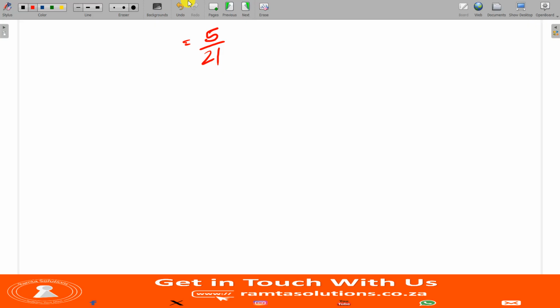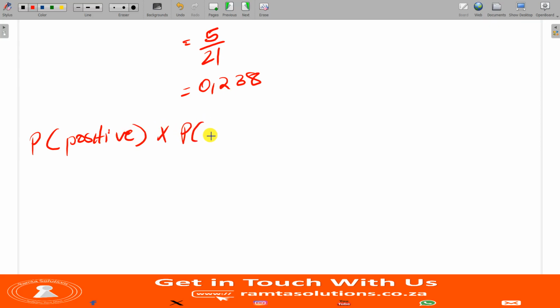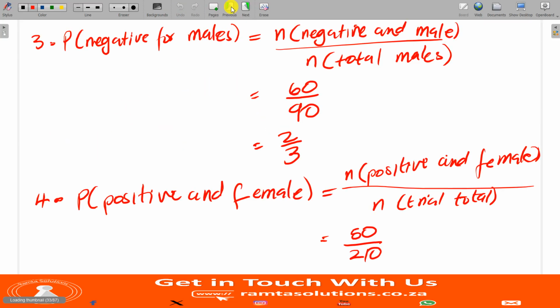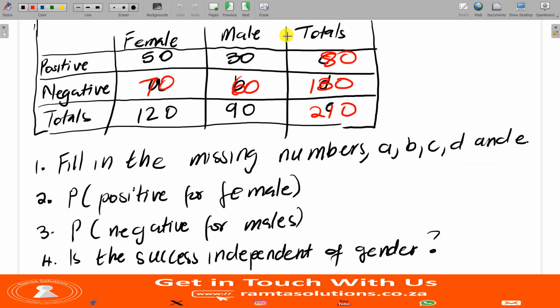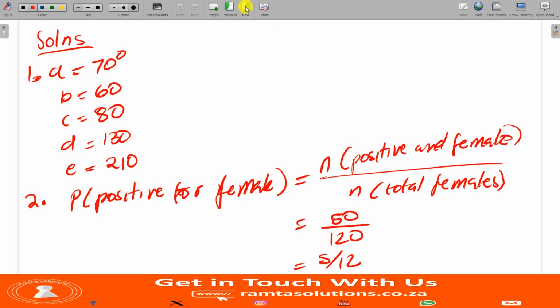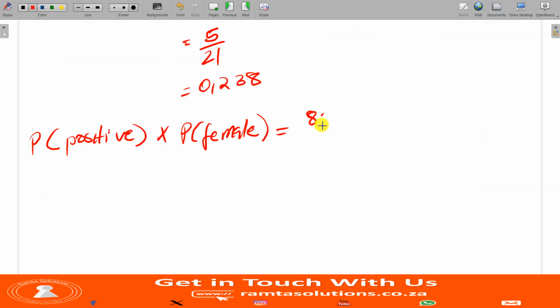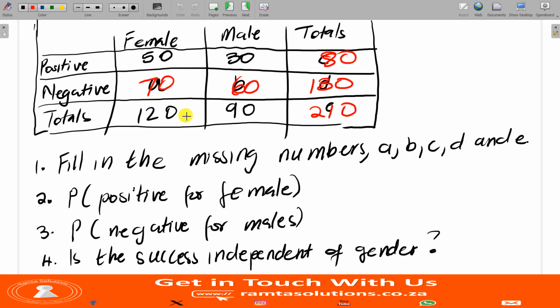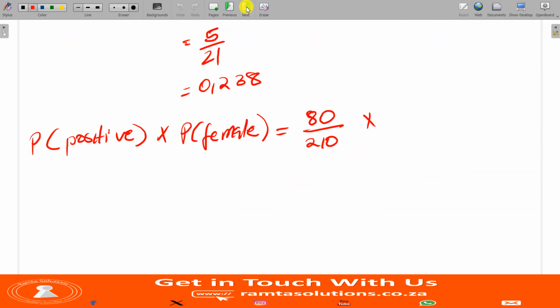I like taking this value to a decimal. 5 over 21 is 0,238. Now let's look at the probability of positive multiplied by probability of female. What is the probability of being positive? So we're going to look at the total of positive. Total of positive is 80. So it's 80 over 210. What is the probability of female? It was 120, right? 120 over 210.